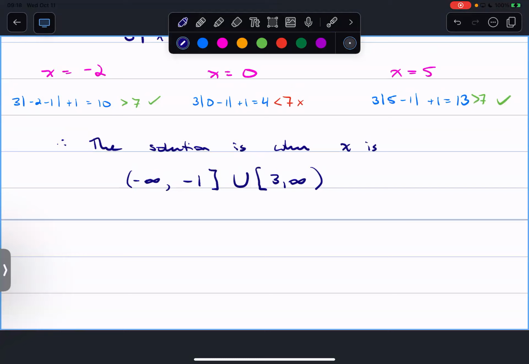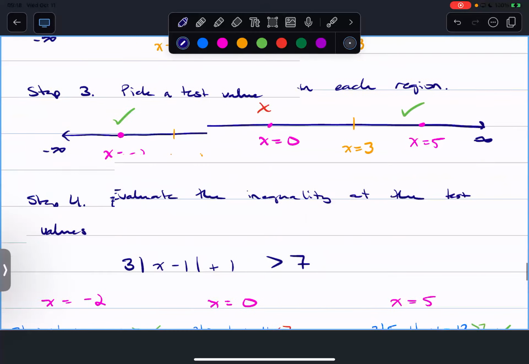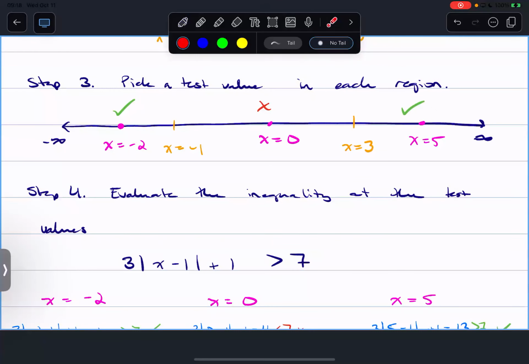Any questions? It was all good up until the sign charts usually. And then I lose you. But just remember that it's not up to the test points. Those are arbitrary. It's up to the intersections. All right. Just remember that and you're all good.